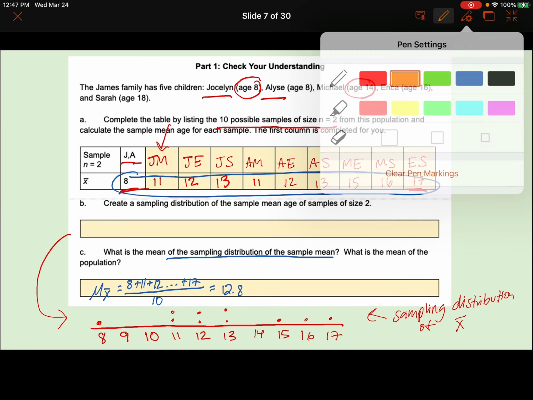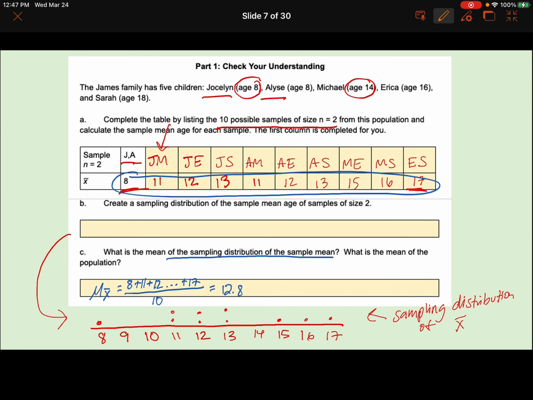The second question here, what is the mean of the population? The population here is just the 5 kids. So my mean is going to be, let's see, I've got 2 8-year-olds, 14, 16, and 18. I'm going to divide that by 5 because there's 5 kids. And that is also 12.8.